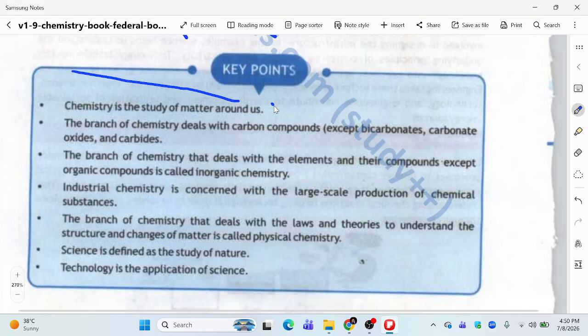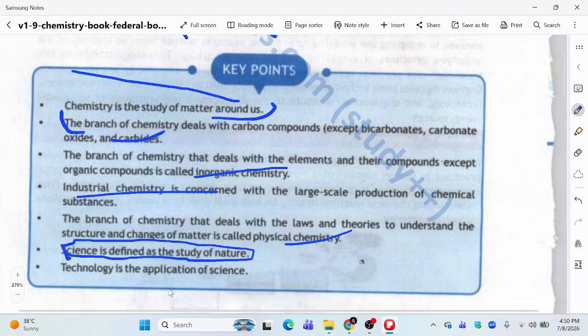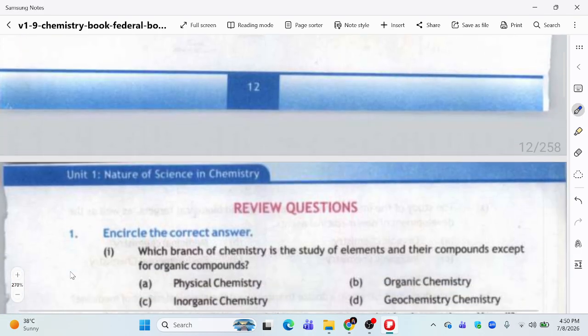Chemistry is defined as the study of matter around us, and the branch of chemistry which handles this is organic chemistry. We did inorganic chemistry, industrial chemistry, physical chemistry, science, okay, and see, over here something new came. When we talk about science, we can also say that it is the study of nature, and technology is the application of science. I think you shouldn't say that, because they are mixing up the concept: technology is the integration of science, not application. But we can say application also.